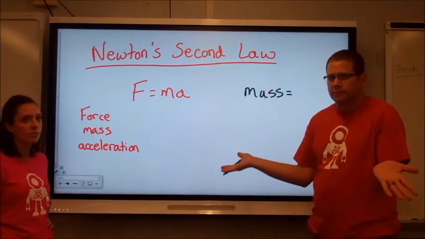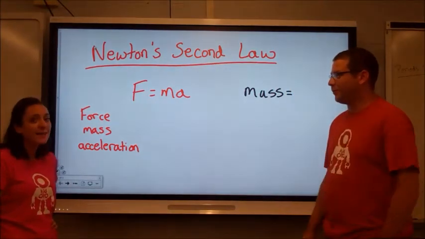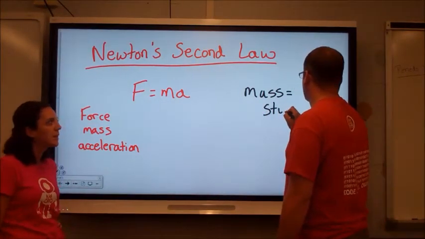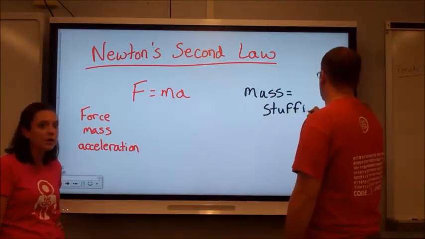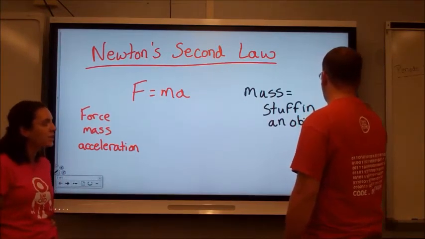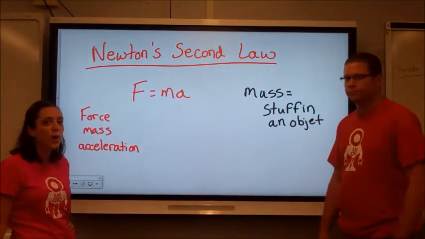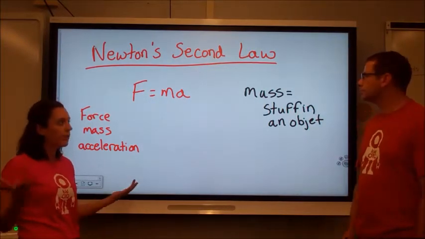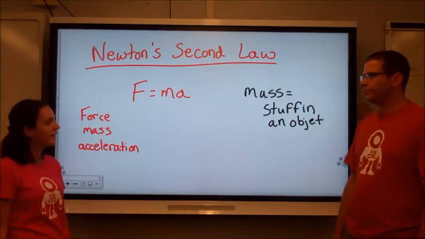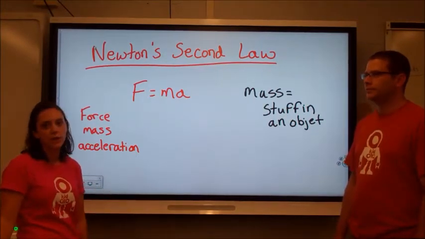What is mass? Mass is the amount of stuff inside of an object. So we were talking about mass being related to inertia during this past week with Newton's first law. And it's really just how much stuff is in that object. So when you are moving around, when you are walking up and down the stairs, when you're going to a different planet, your mass isn't going to change.